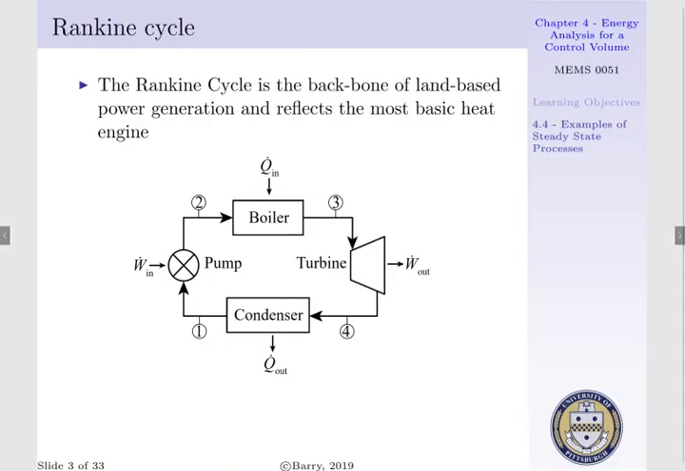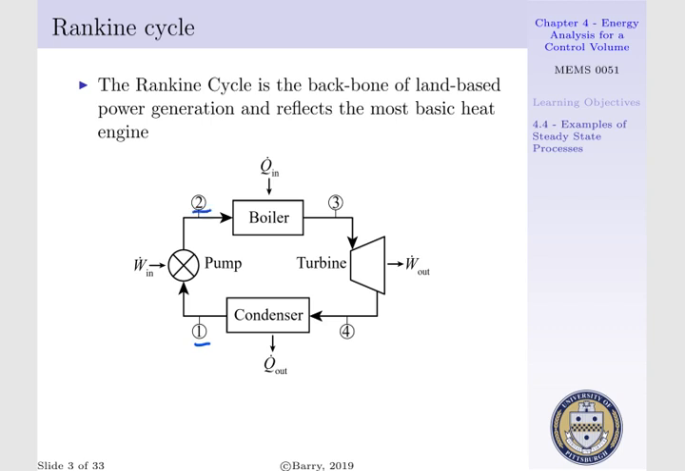The Rankine cycle is the backbone of land-based power generation systems and reflects one of our most basic heat engine configurations. The Rankine cycle is comprised of 4 open system devices connected in series. If we start at state 1, we have fluid exiting our condenser and entering a pump. The pump receives pump work, W.in, to increase the pressure of our fluid.